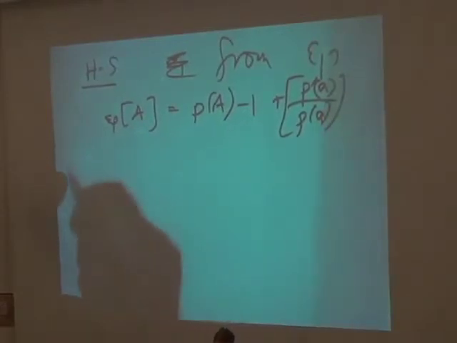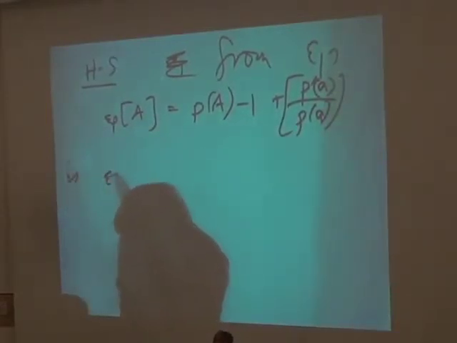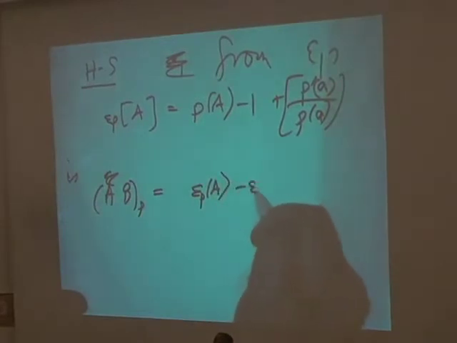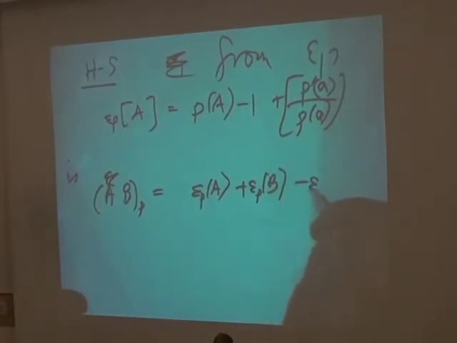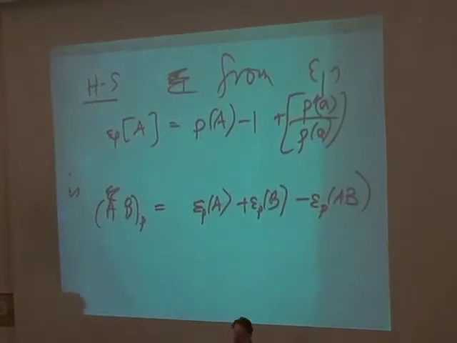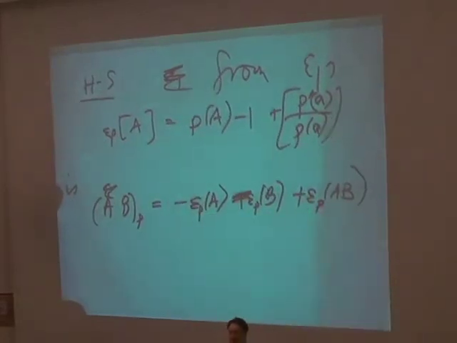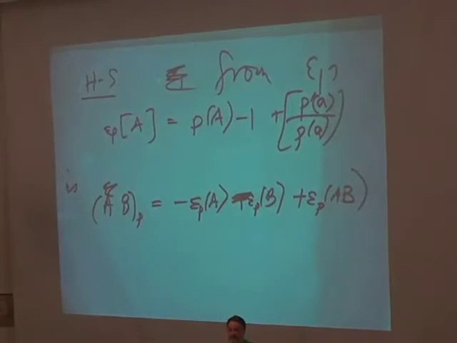Okay, it is, let's call it A, B sub p. It's epsilon p of A plus epsilon p of B minus epsilon p of AB. Okay, I seem to have defined it the wrong way round, so I'll change the sign of it. But it doesn't matter because its values are multiples of 4. Its values are 0 or 4.